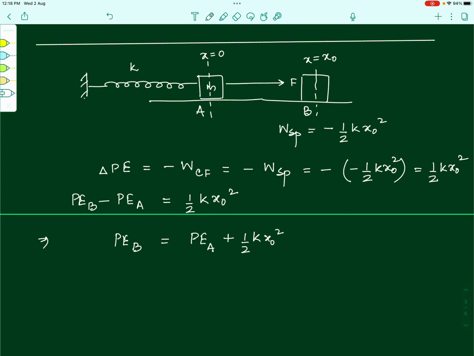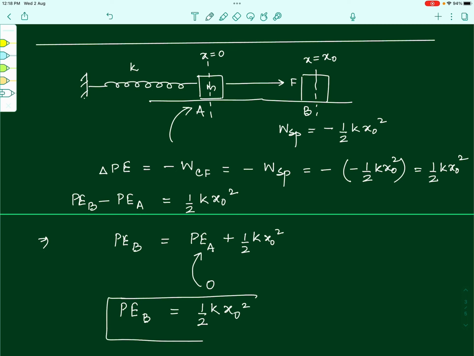So, here also we need to first define the potential energy at the position A of the spring block system, which is this position where the spring is in its natural length. By convention, we take the potential energy of the spring at its natural length to be 0. And then we can say that the potential energy at the position B, where the spring is stretched by a distance x naught, comes out to be half k x naught squared from there.